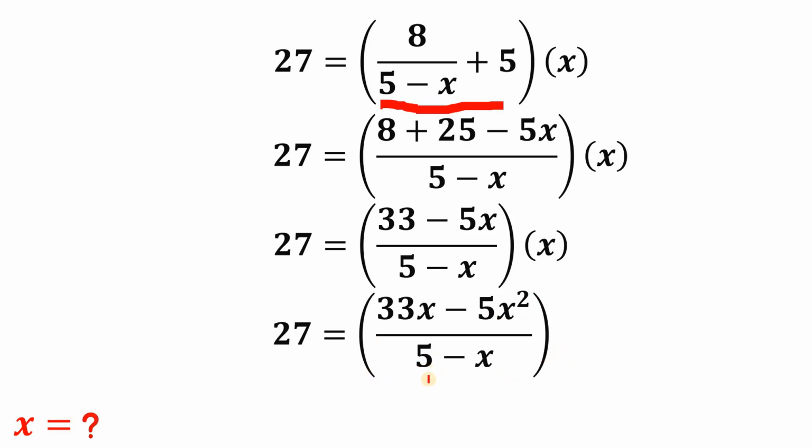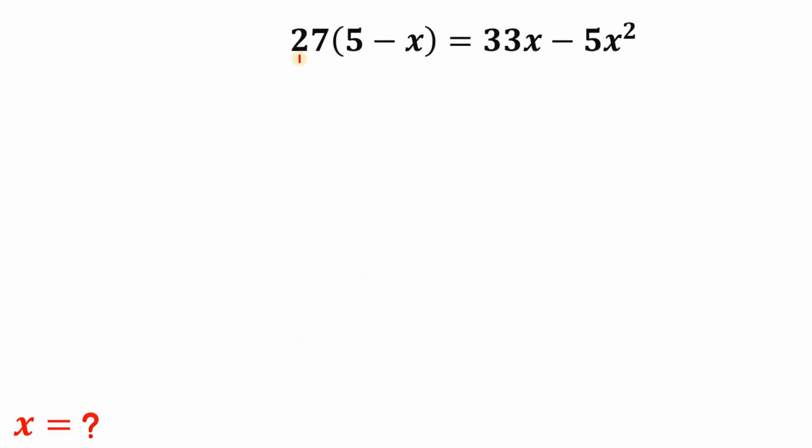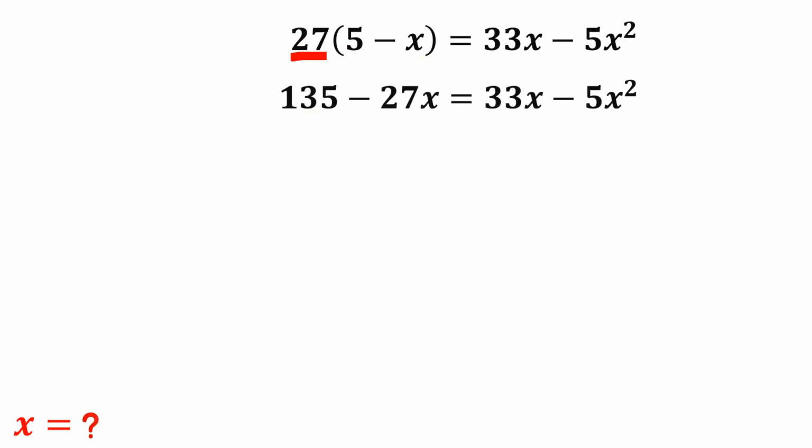And what we're going to do is to cross-multiply. So multiply both sides by 5 minus x. So we have 27 multiplied by 5 minus x equals 33x minus 5x squared. Now let's focus on this result. Now distribute this 27 to 5 minus x. So this will give us 135 minus 27x. And then, let's subtract 33x on both sides.